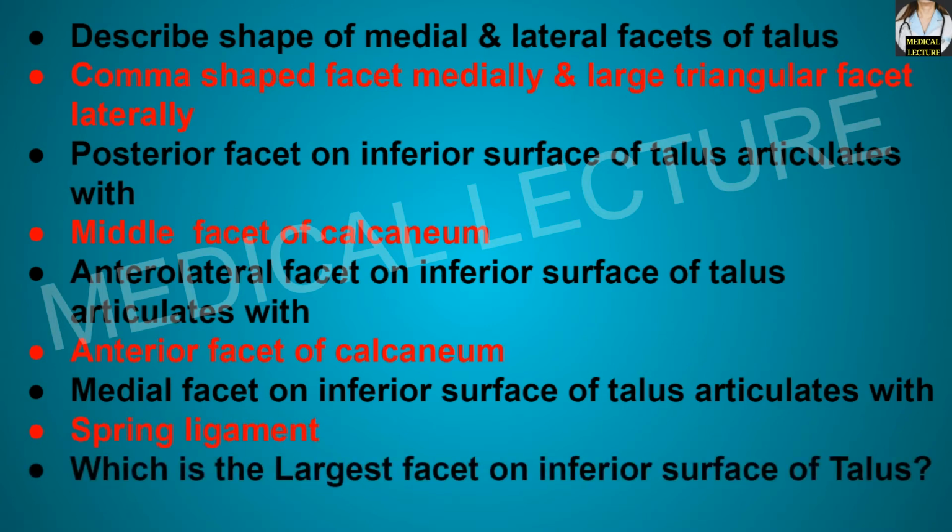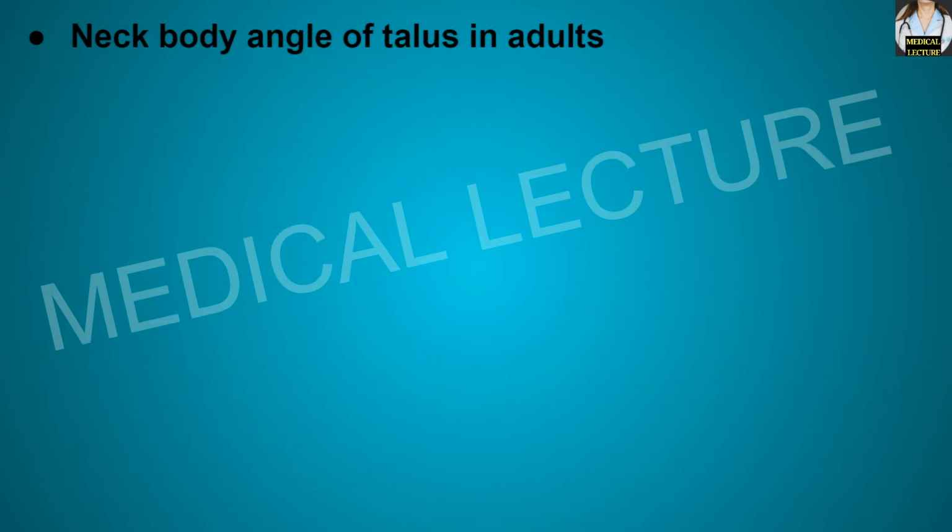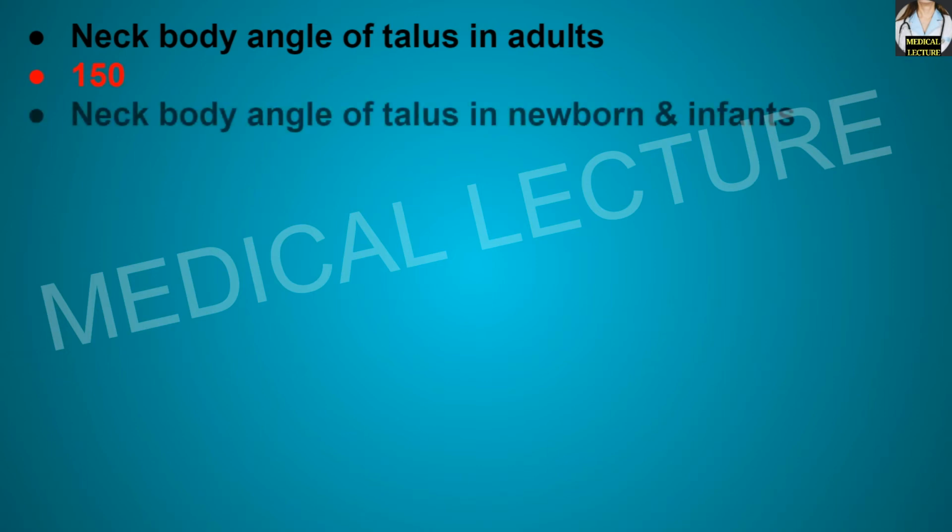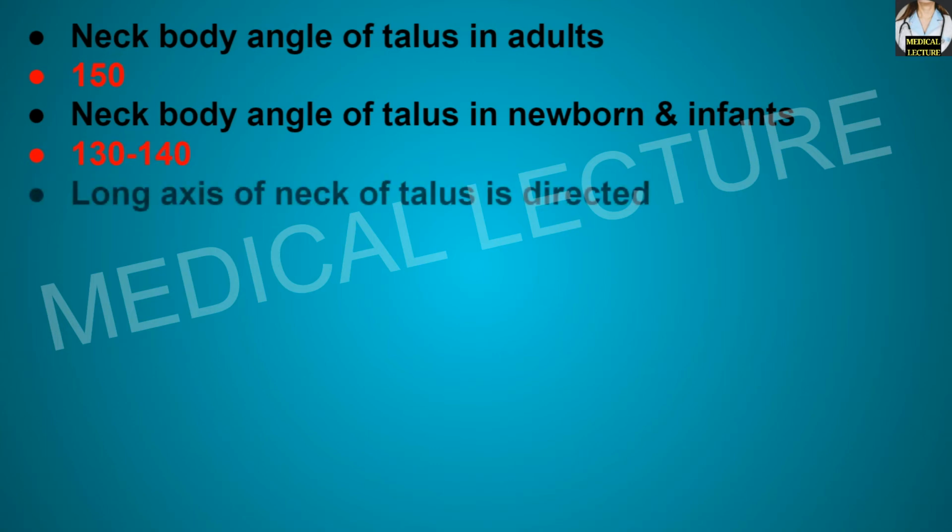Which is the largest facet on the inferior surface of the talus? Posterior facet. Neck body angle of the talus in the adults is 150 degrees. The neck body angle of the talus in the newborn and the infant is 130 to 140 degrees. Long axis of the neck of talus is directed downward, medially and forwards.